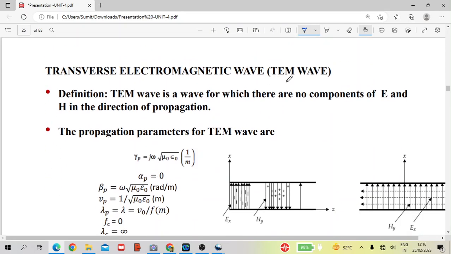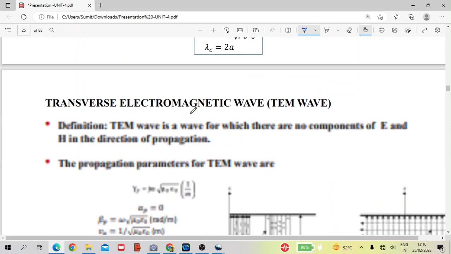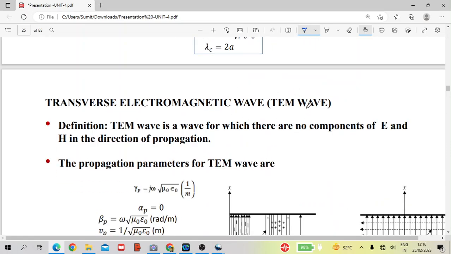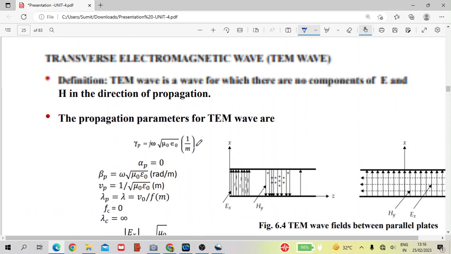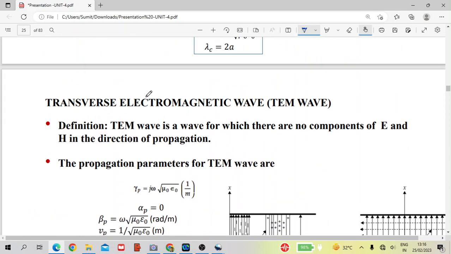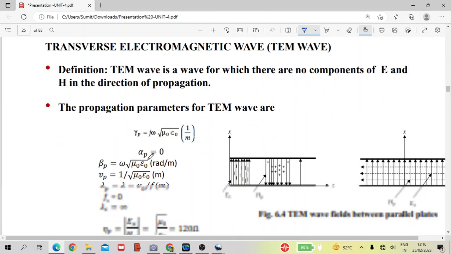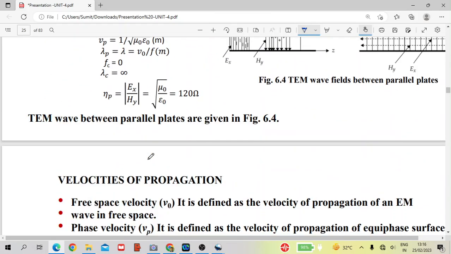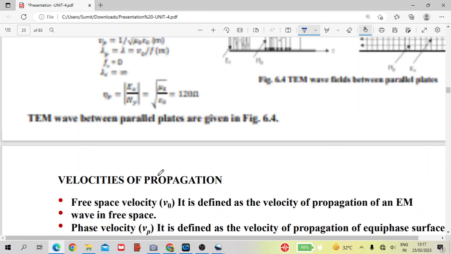Now the transverse electromagnetic, TEM, wave. A TEM wave is a wave for which no component of E or H is in the direction of propagation. So we know a TEM wave does not exist here, because for a TEM wave neither Ez nor Hz exists. Both longitudinal components are not there, which is not possible in a waveguide. Okay, now transverse electromagnetic wave. So the propagation characteristics you can see, and then the velocity.